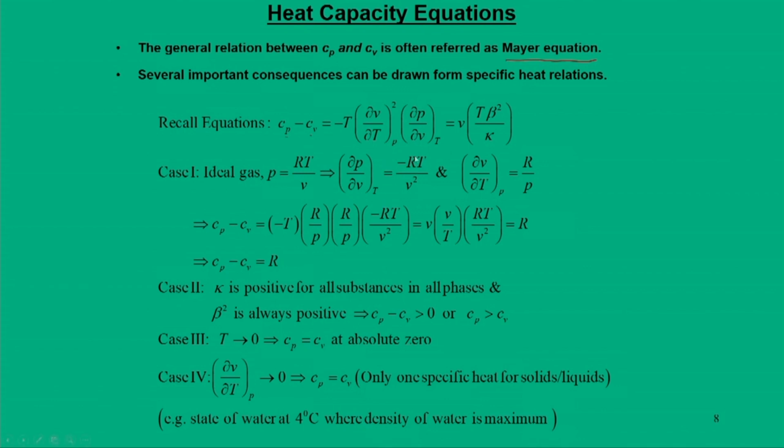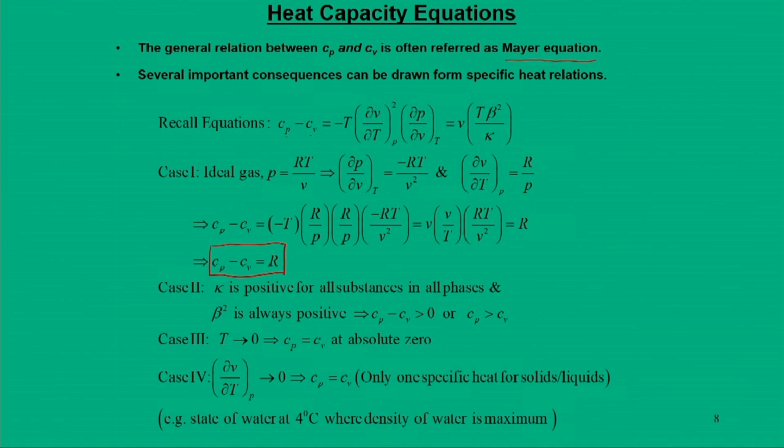Now, in a situation where your substance is an ideal gas, where PV is equal to RT equation is valid, then we can find out dou P by dou V at constant T will be minus RT by V square, and dou V by dou T at constant P will be R by P. Now, when I put these expressions in the above relation, Cp minus Cv stands as minus T times R by P whole square, that is R by P into R by P, and minus RT by V square. So, after simplifications we come across that Cp minus Cv is equal to R. R is nothing but the characteristic gas constant.